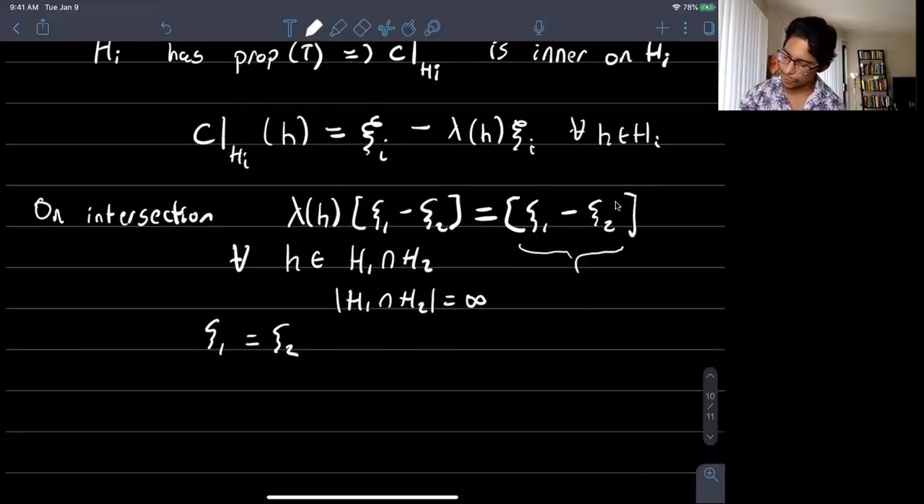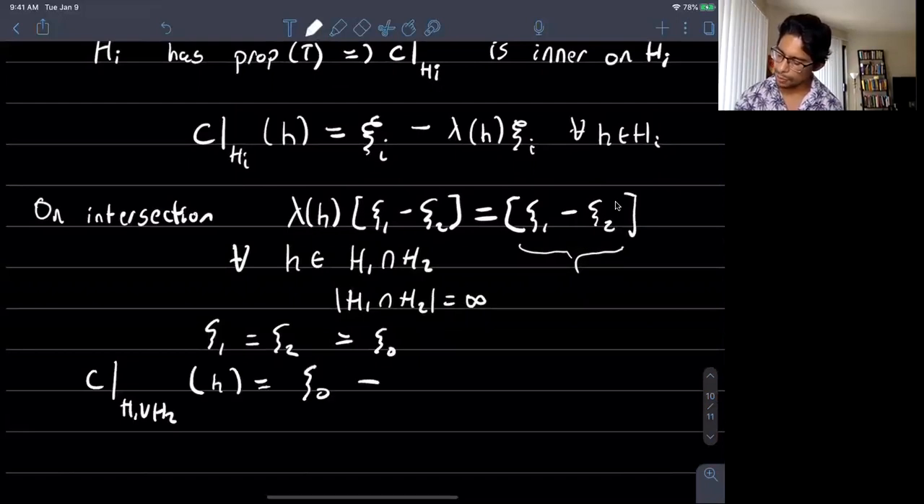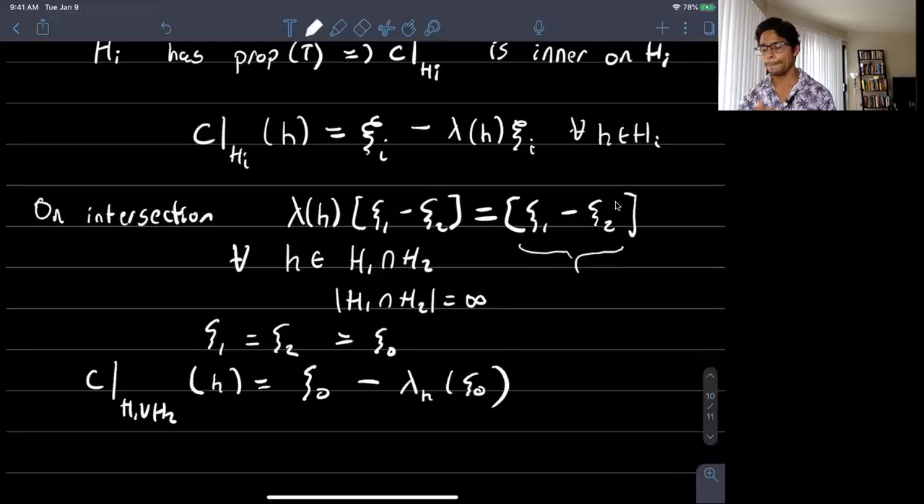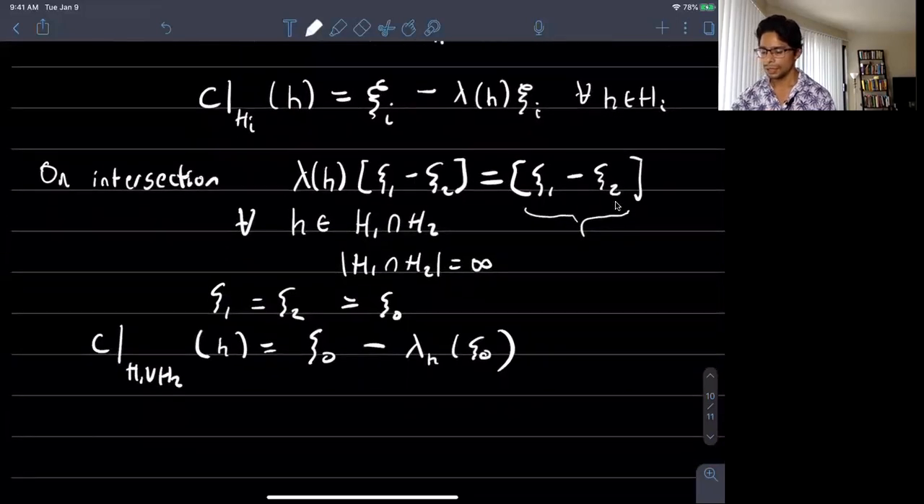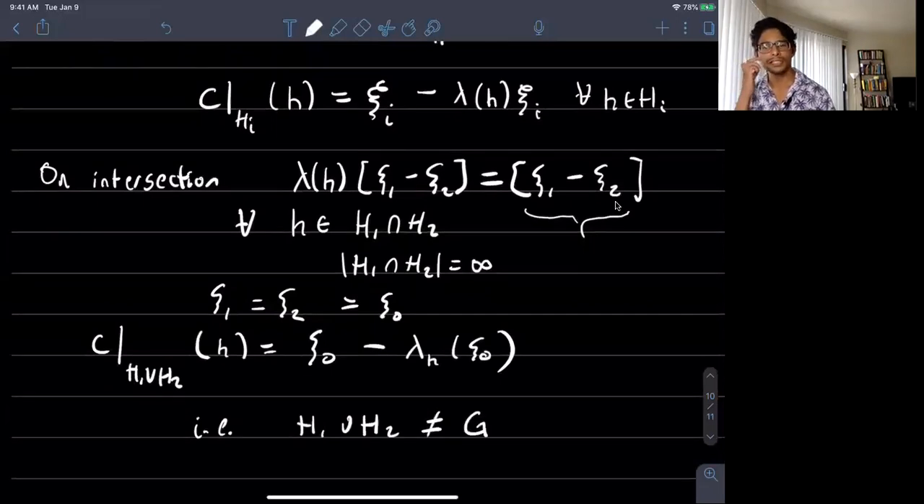Okay, so in fact, C restricted to the group generated by H1 and H2, which I'm just going to denote by C naught, always looks like C0 minus lambda of H over on C0. So what you're saying is that it's necessarily inner on the group generated by both H1 and H2. And H1 and H2 can't be the group you started with. It has to be a strict subgroup.